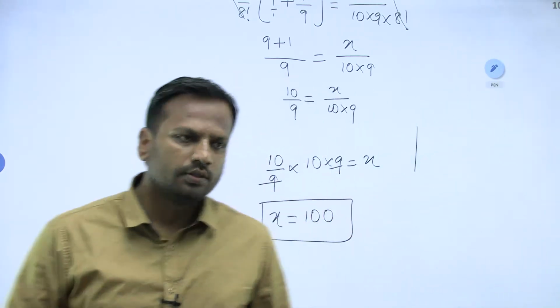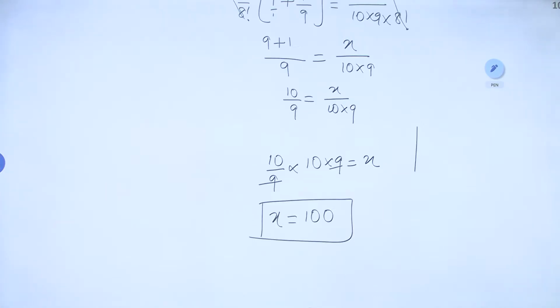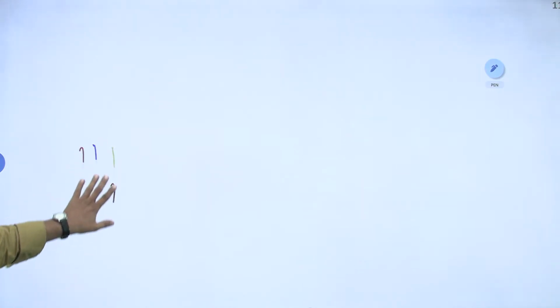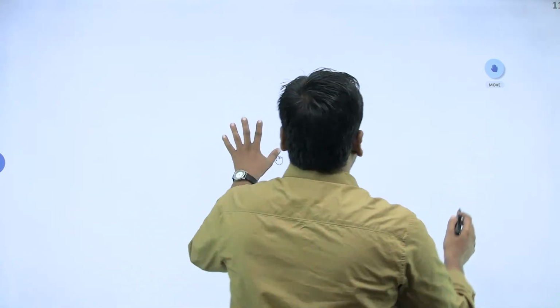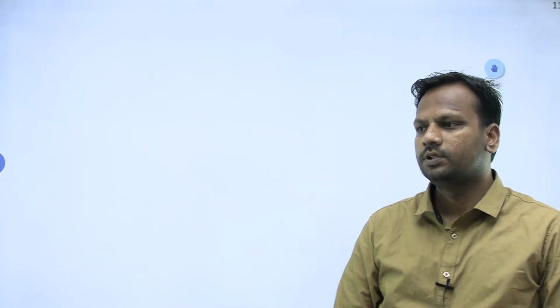Okay, so this is all about the second exercise problems here. No more problems are left in the second exercise. So this completes the second exercise problems. The first exercise problems are based on the fundamental principle of counting. We had two rules there: the fundamental principle of multiplication and the fundamental principle of addition, right?